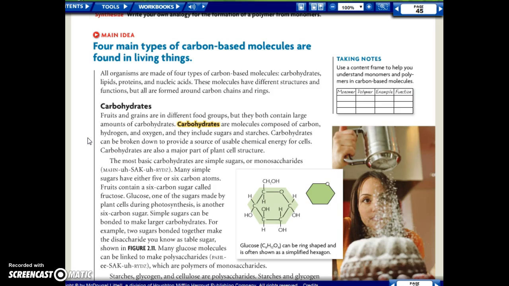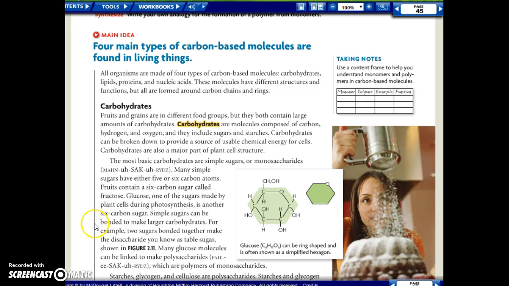Carbohydrates can be broken down to provide a source of usable chemical energy for cells. Carbohydrates are also a major part of plant cell structure. The most basic carbohydrates are simple sugars or monosaccharides. Once again, mono, 1, saccharide, sugar. Many simple sugars have either 5 or 6 carbon atoms. Fruits contain a 6-carbon sugar called fructose. Glucose, one of the sugars made by plant cells during photosynthesis, is another 6-carbon sugar.